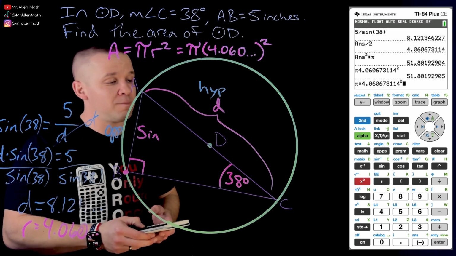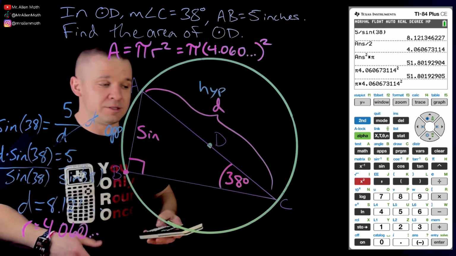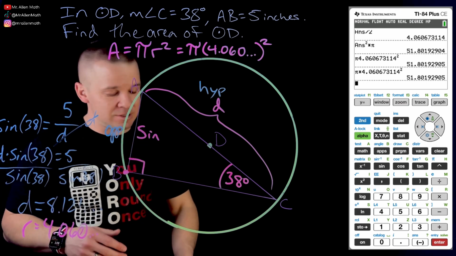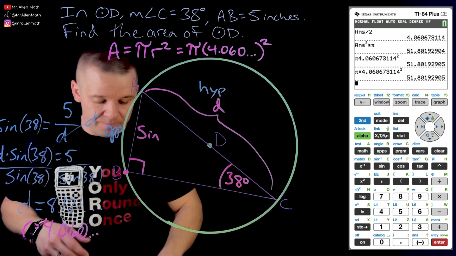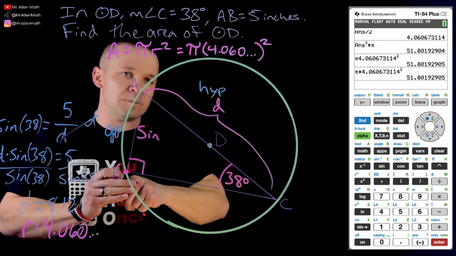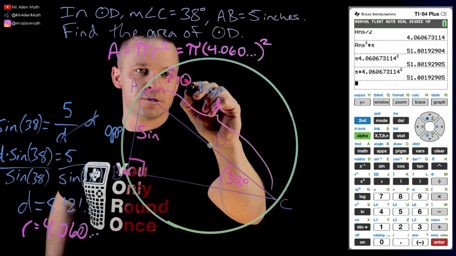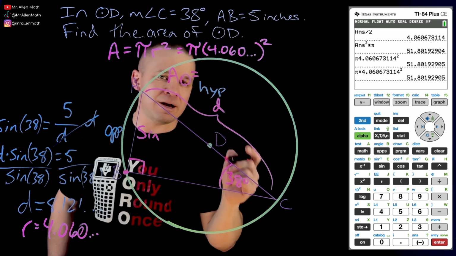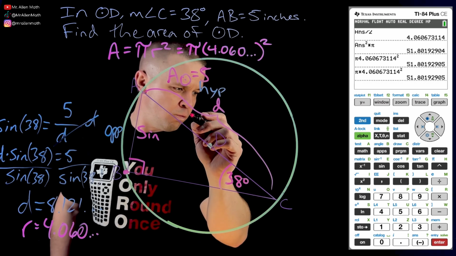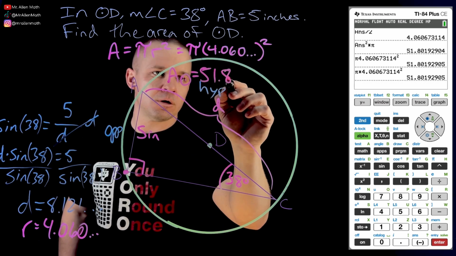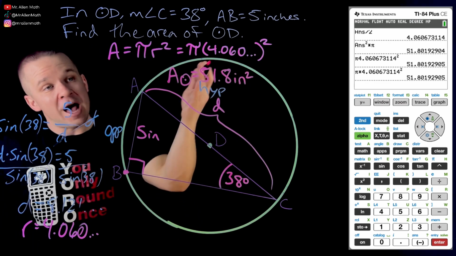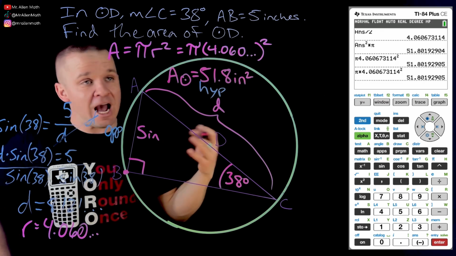So you can be very accurate with your mathematics, and only round once. YOLO, you only round once for mathematical accuracy. There we go. I've got the same answer 3 times. It must be the answer. That is my area. So let's jot that down here. Area of this circle equals 51.8019, so we'll say 51.8 inches squared. That is my final answer, and that is why I'm finally rounding at the end, only once.